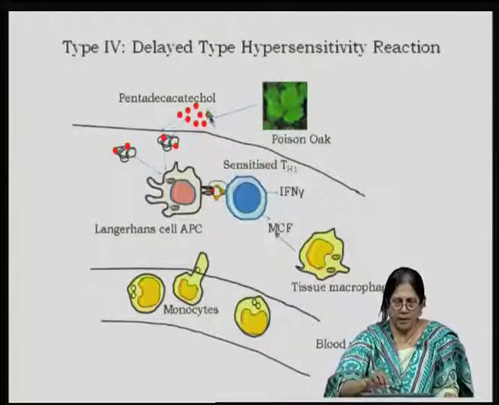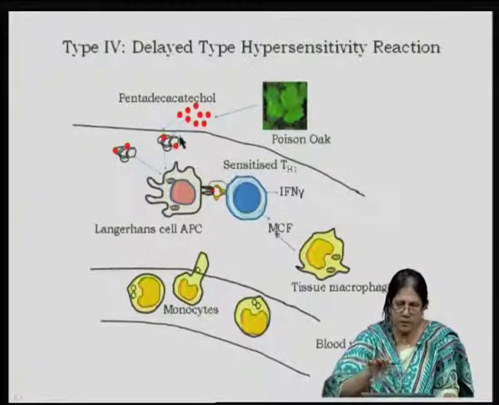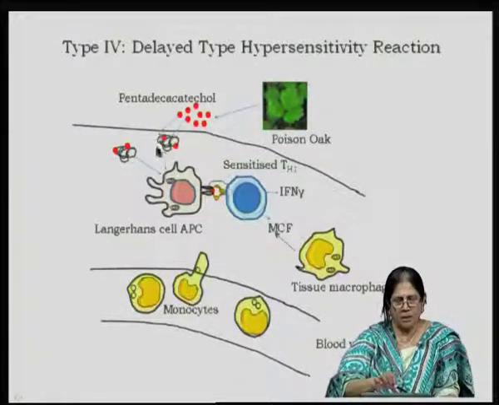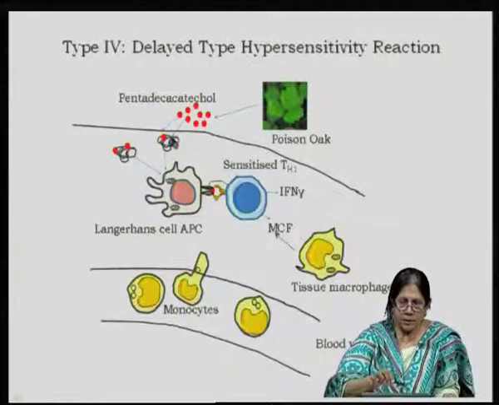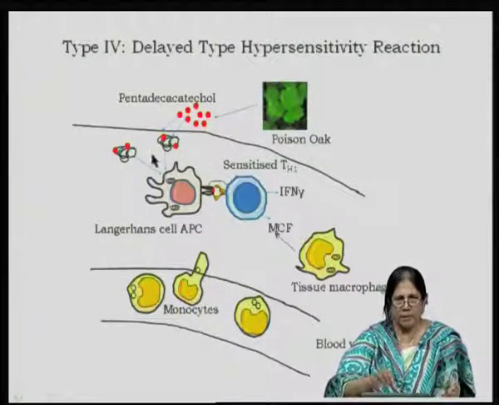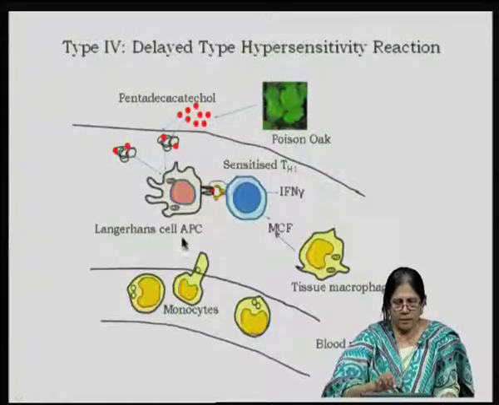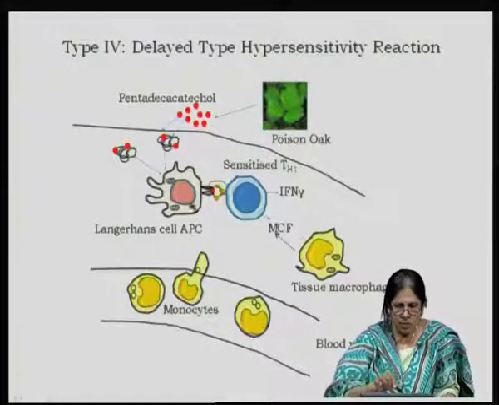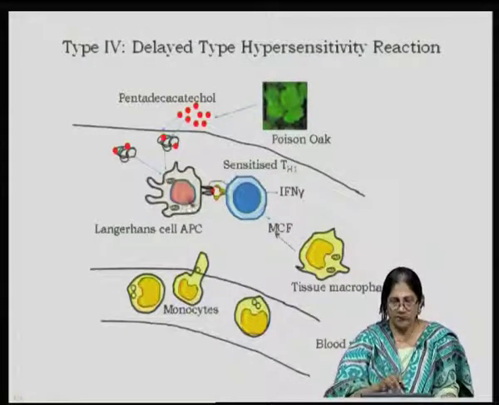But when pentadecacatechol binds to proteins of the skin, it becomes a hapten, and this is taken in with the protein, as usually happens, by the antigen presenting cells present in the skin, the Langerhans cells. These are efficient antigen presenters.